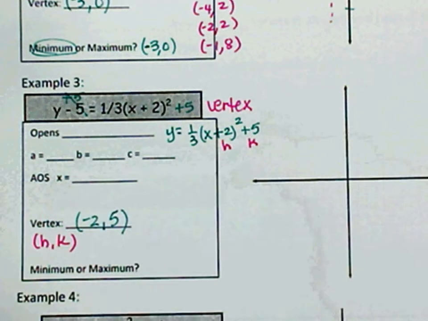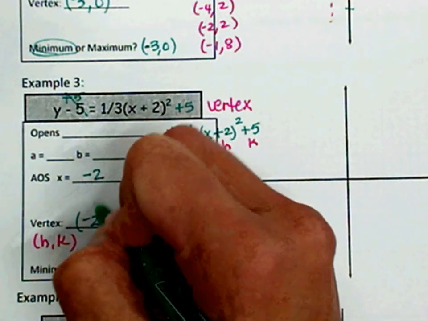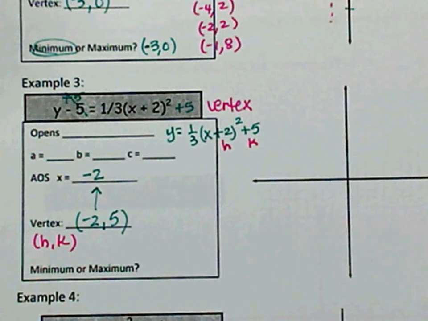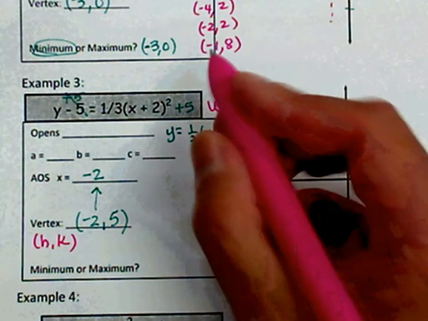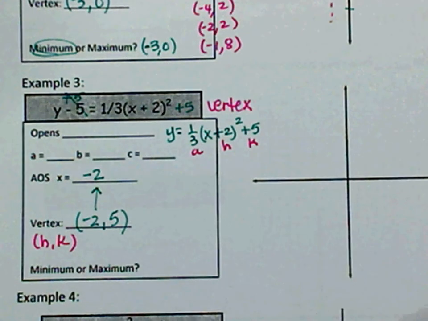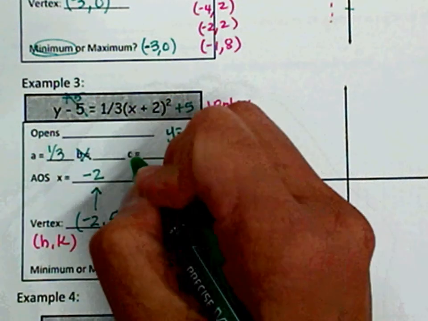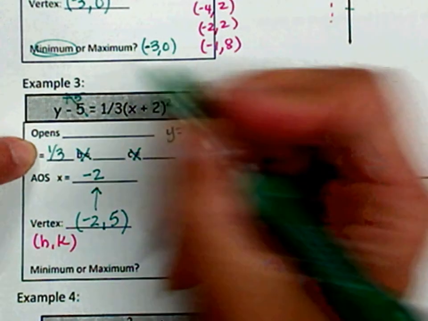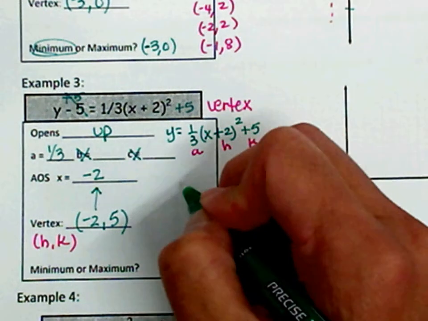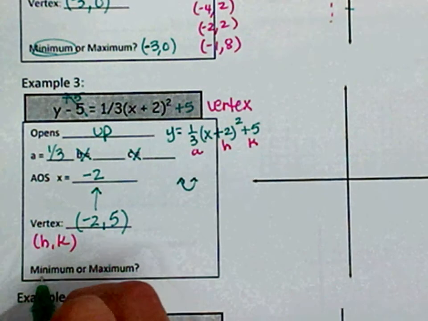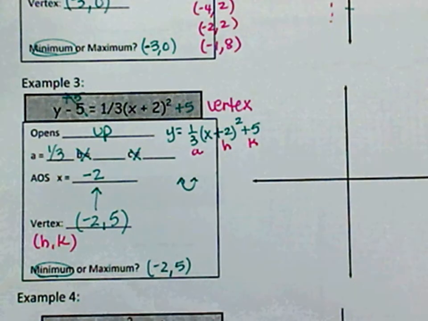The axis of symmetry is negative 2. Remember, those numbers are always the same. Okay? Your a is always the number in front of the x squared. So your a is 1/3. No b, no c. Positive is going to open up. Notice I haven't done any equation at all. You know your graph's going to go like this, so it's going to have a minimum at negative 2, 5. Just like that. Okay? So now let's go ahead and graph.